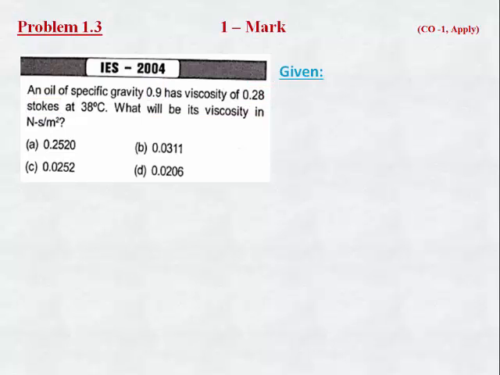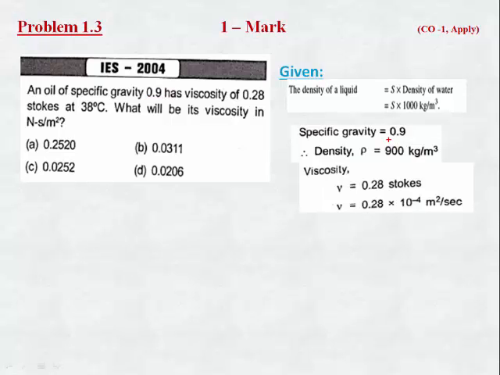So first we are going to write the given data. The density of liquid is equal to S into density of water. Here S is given, that is 0.9. So specific gravity is 0.9. Apply this in the above equation. 0.9 into 1000, we get density rho equal to 900 kg per meter cube. Then nu equal to 0.28 stokes, that is equal to 0.28 into 10 power minus 4 meter square per second, because 1 stoke equal to 10 power minus 4 meter square per second.